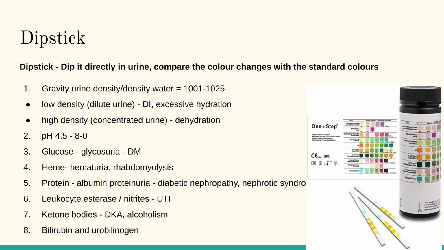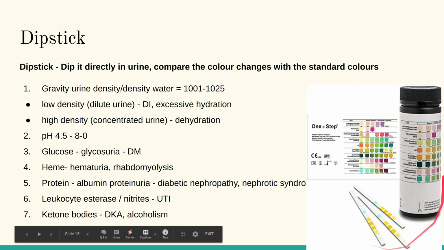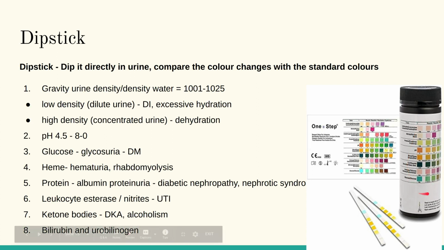Dipstick. So dipstick is basically, you can see here, a stick with strips of chemicals on it, and we can directly dip this strip in urine, and we can compare it to these standardized values or the standard model present in the container. And we can get 8 parameters from this method. The first one would be the gravity, and the gravity is obviously important when it comes to certain diseases. Like a low density would indicate diabetes insipidus or severe or excessive hydration, and a high density would indicate dehydration.